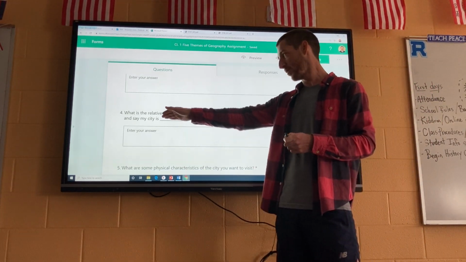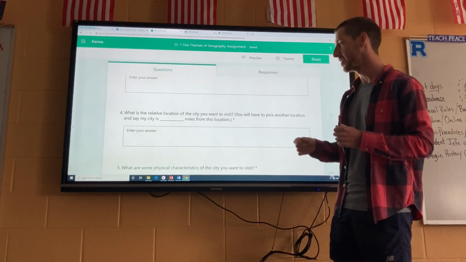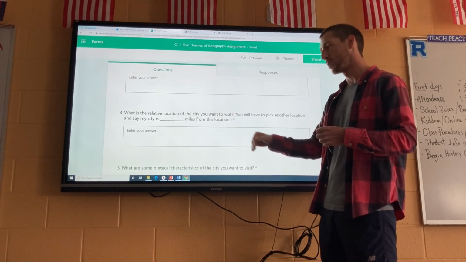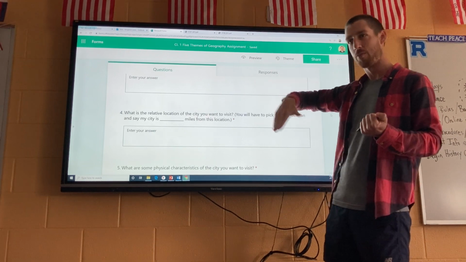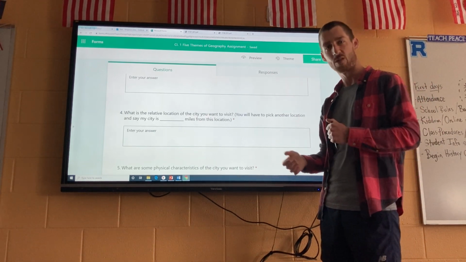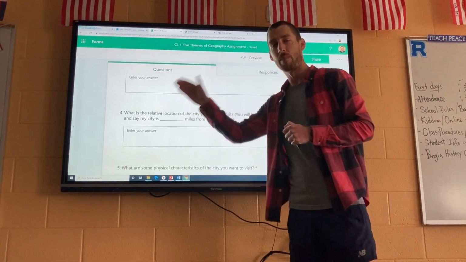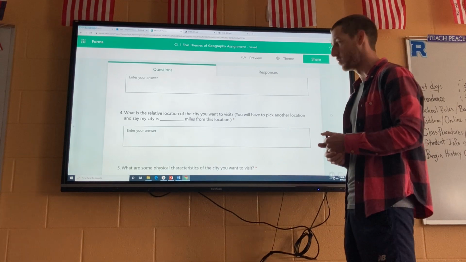Number 4, the relative location. For example, if you choose Nashville, you might say Nashville is 35 miles from Murfreesboro. Nashville is like 30 miles from the border of Kentucky, something like that. I don't know that exact number, so don't quote me on that. But that sort of thing. My city is however many miles from this city, and you'll have to choose the other place too.